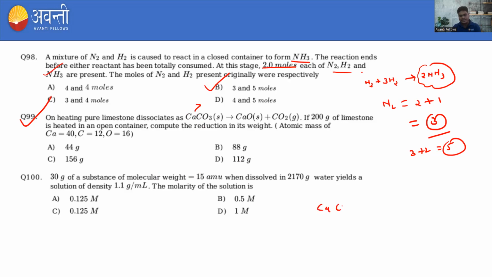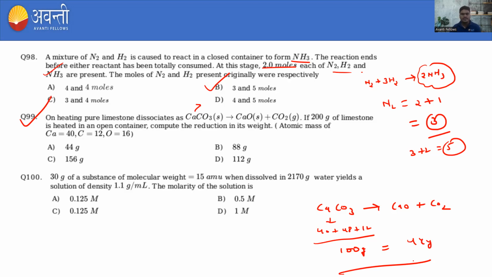Let me write this equation here. This is calcium carbonate, which gives us CaO plus CO2. Right. So the molecular mass of CaCO3 is what? Calcium is 40, plus 48, plus 12. This is 100. So for every 100 gram, we get 44 gram of CO2. So 100 gram gives 44 grams. Using the unitary method, 1 gram gives 44 upon 100, and 200 gram gives 44 divided by 100 into 200. So the reduction is 88 gram, right?